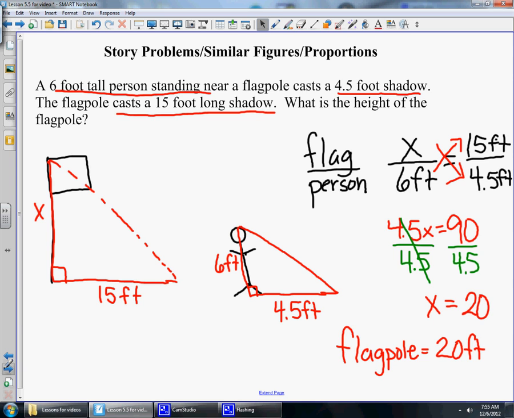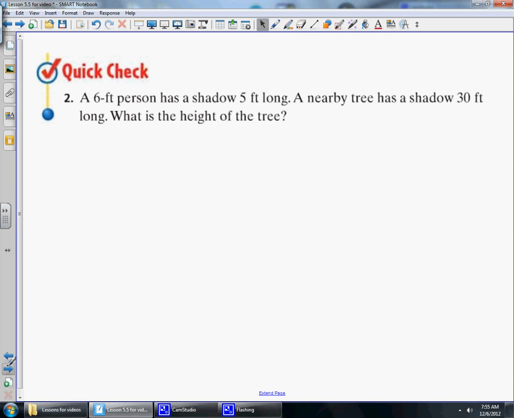So the shadow method would be useful for finding heights of really tall objects outside that you don't know the height of. So like the height of a tree or a house, something along those lines. So here's another problem with a tree and the shadow and finding the height of the tree. Why don't you pause the video and try this one on your own. Okay, let's see how you did.